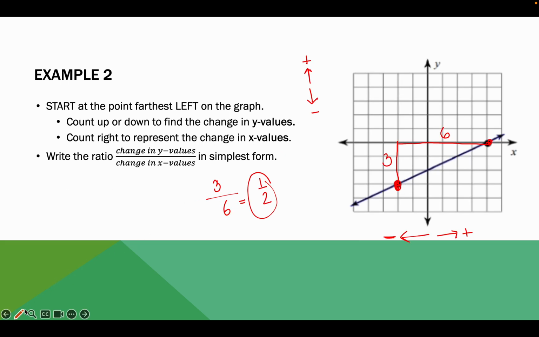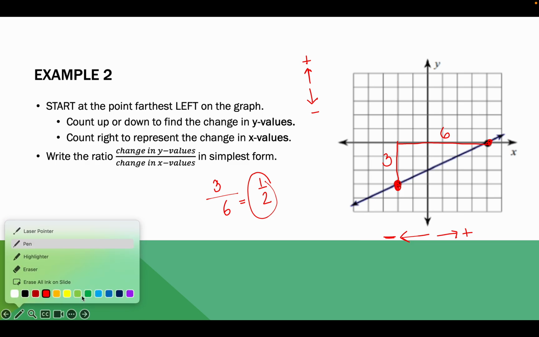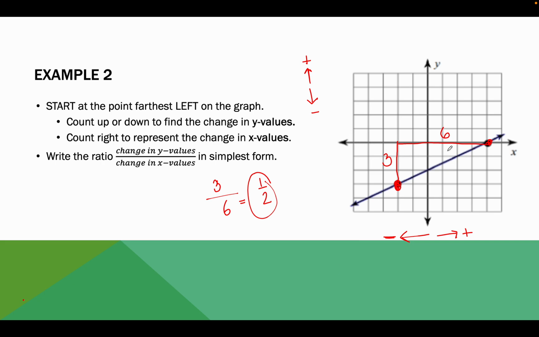If I accidentally went the opposite direction when I'm calculating my slope, let's say I started from the right and went to the left, I can still get the correct answer. I would go 1, 2, 3 spaces down, which would be a -3, and 1, 2, 3, 4, 5, 6 spaces to the left, which would be a -6. So when I write my -3/6, we see that the two negatives would then cancel and keep our answer at a positive 1/2. So we still get the same answer.